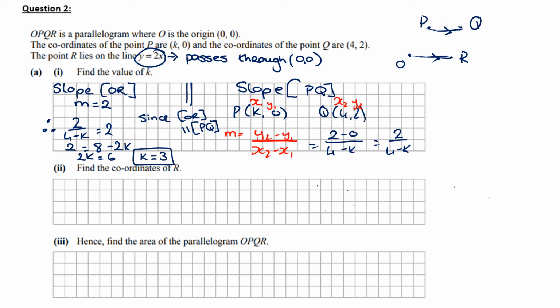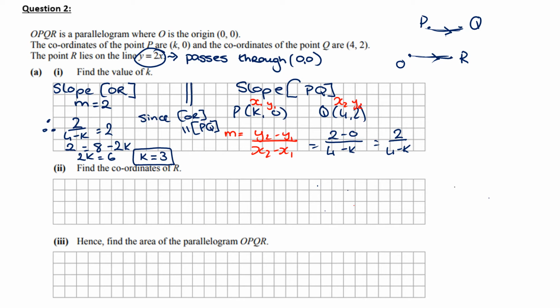Now, it was probably a little bit difficult given the way that they presented that, being on that line and the idea of the slope of OR. But having covered the idea that no constant means it passes through the origin, you need to be on the lookout for things like this that will help you.